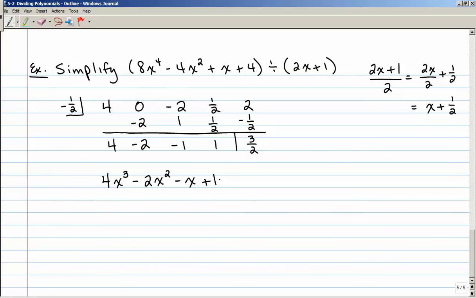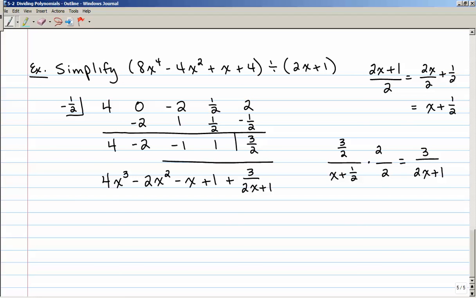And now let's deal with this remainder here. That's the same as 3 over 2 being divided by x plus 1/2. And that looks absolutely horrible, except that you can multiply both the top and the bottom by 2. So that's going to give me 3 over 2x plus 1. That's going to be plus a 3 over 2x plus 1. And that's my final answer.